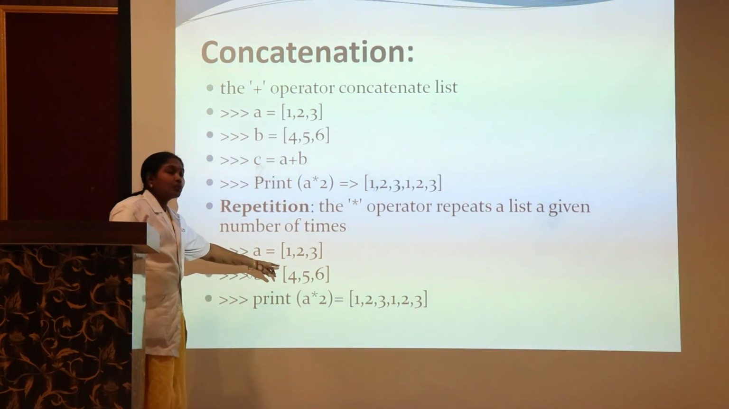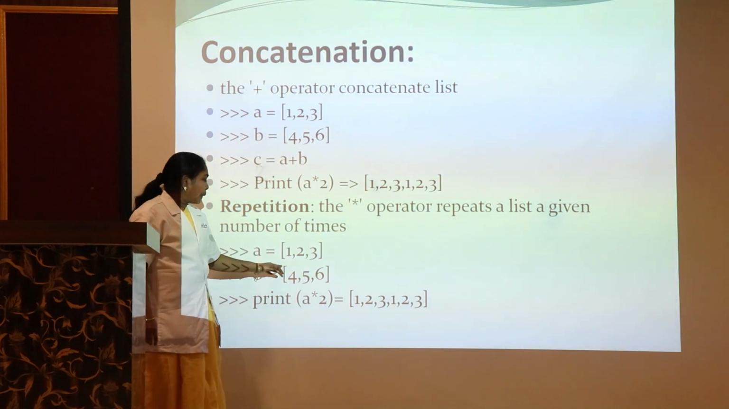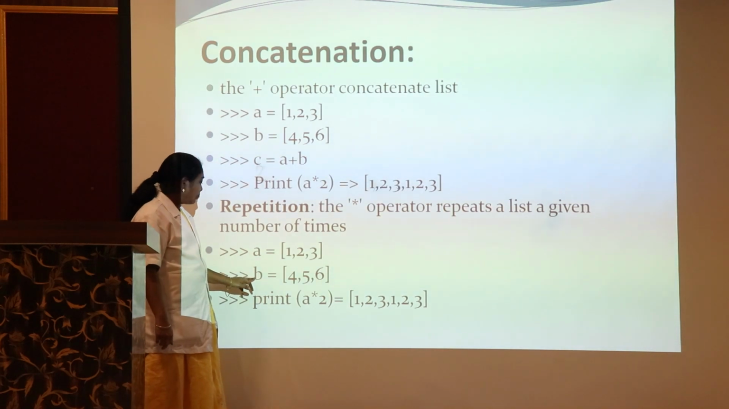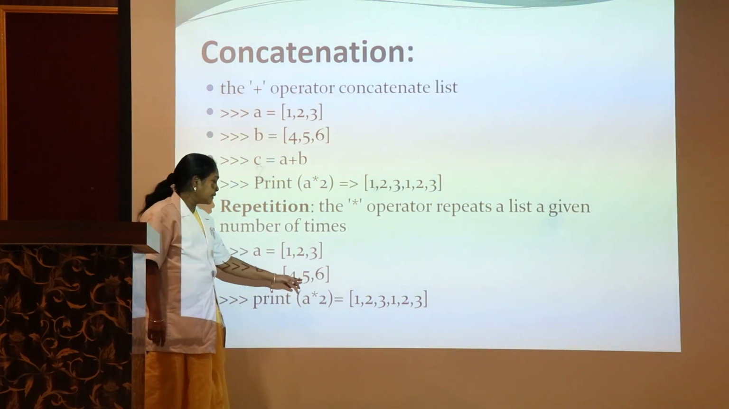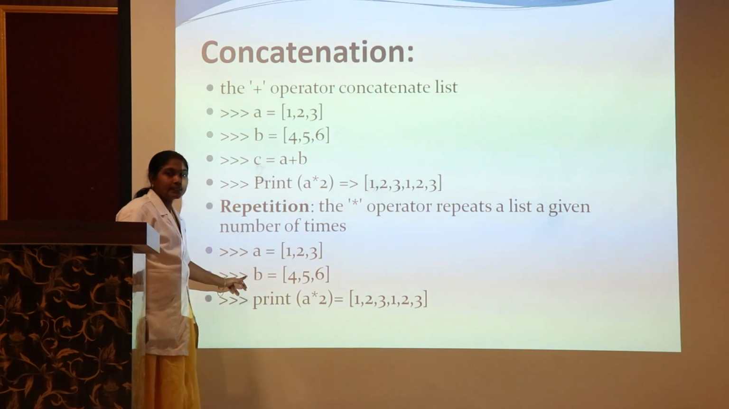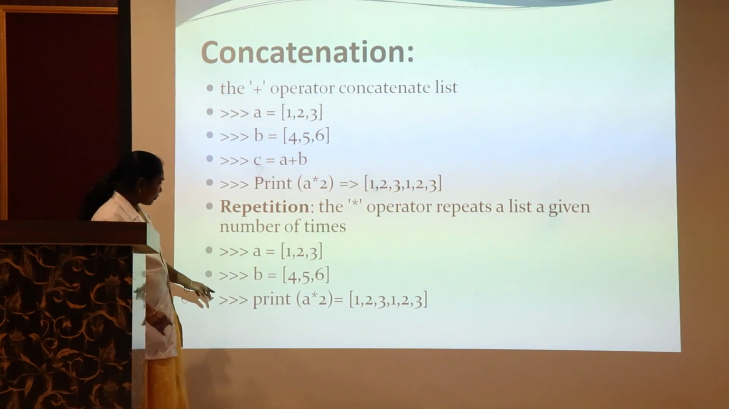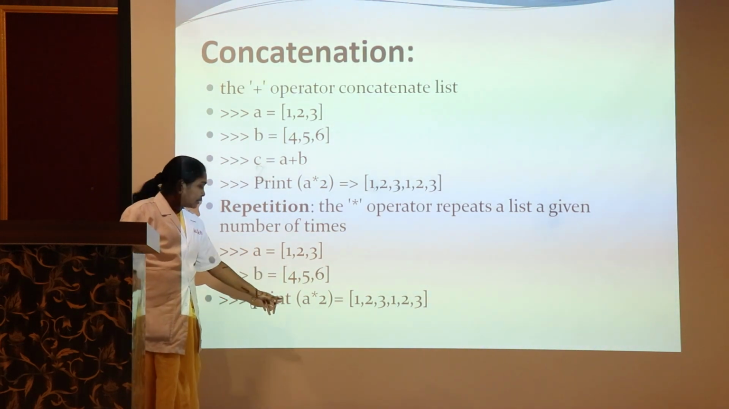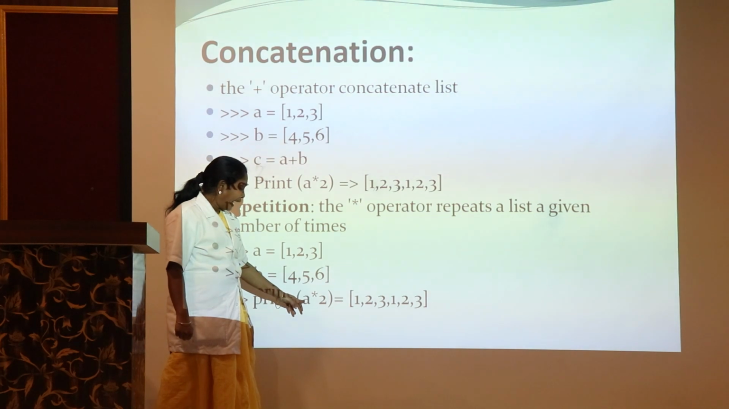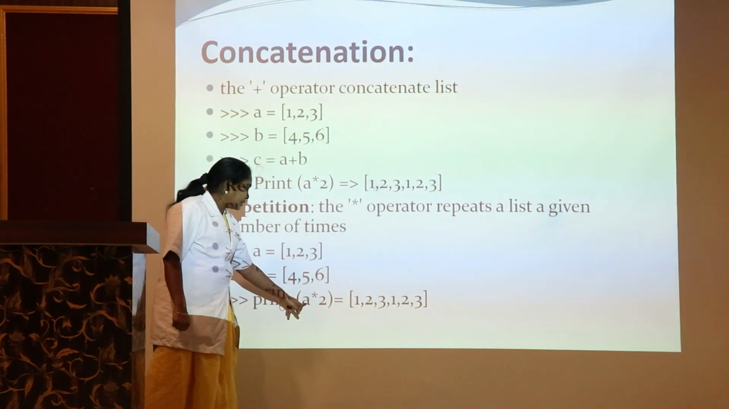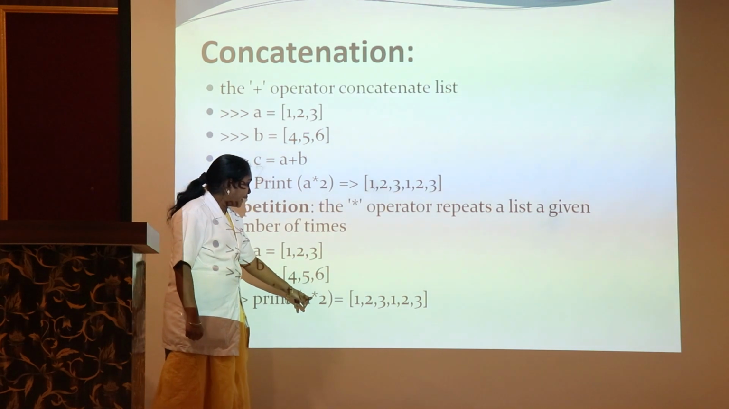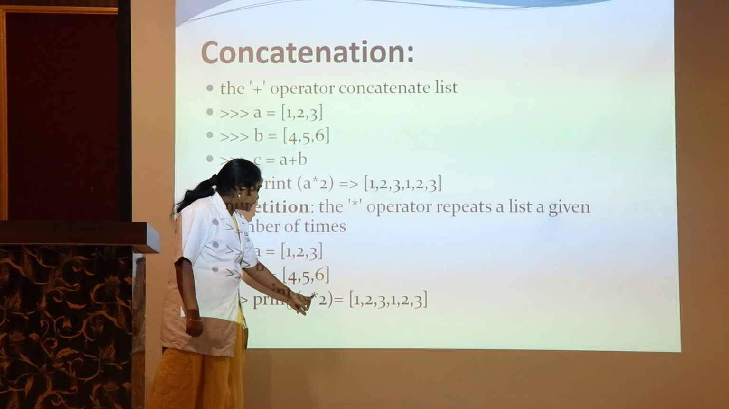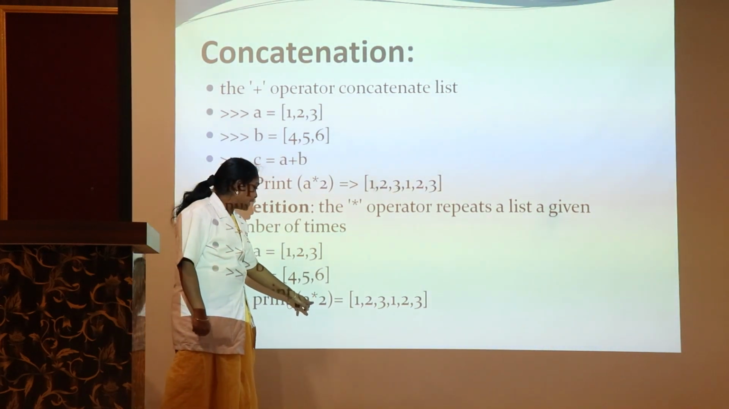A equal to open brackets 1, 2 and 3. Next, the list B equal to 4, 5, 6. There are 2 lists assigned here. Next I go to the print statement: print A, the list A, with the operator of repetition. The symbol represents the repetition.